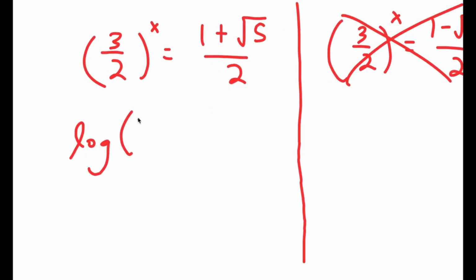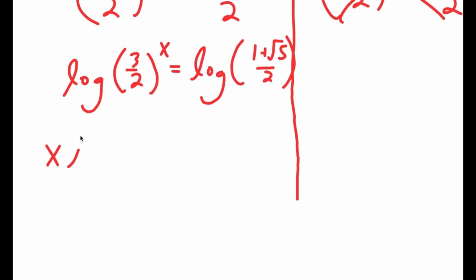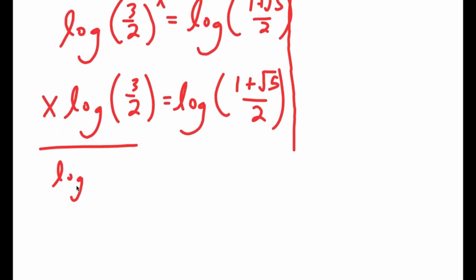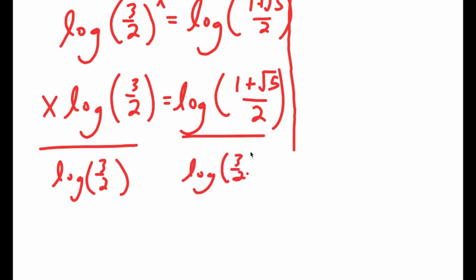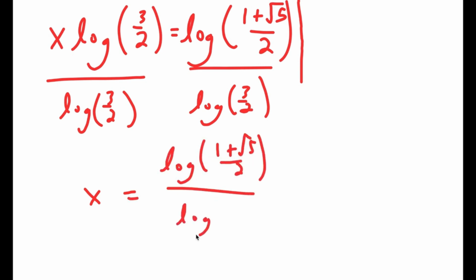And to solve this, I'm going to take the log on both sides. So I have log of 3 over 2 to the power of x is equal to log of 1 plus the square root of 5 over 2. So now this turns into x times log of 3 over 2 is equal to log of 1 plus the square root of 5 over 2. And now if I divide both sides by log of 3 over 2, I get x is equal to log of 1 plus the square root of 5 over 2 over log of 3 over 2.